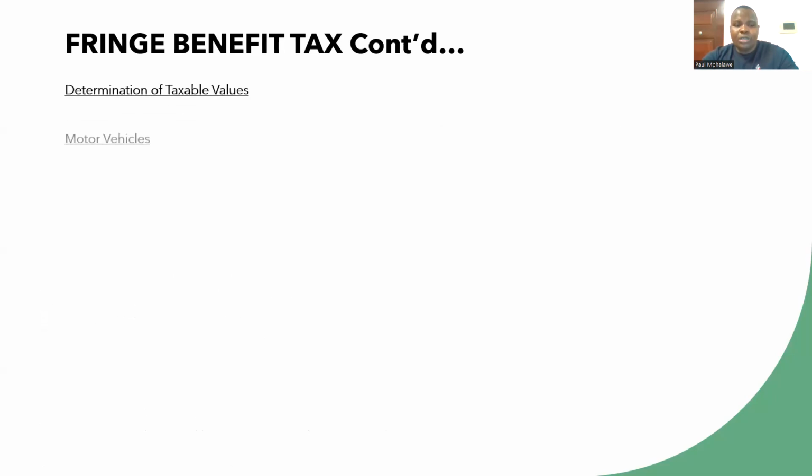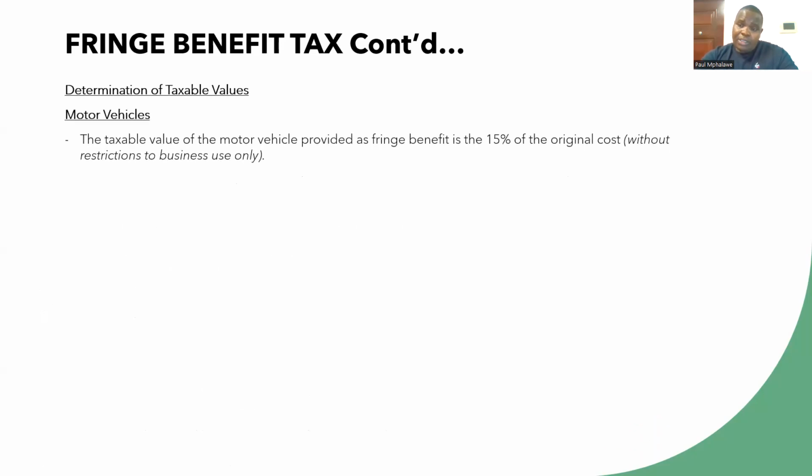Okay, determination to continue. Sometimes an employee may be given a motor vehicle. So what is the taxable value of the motor vehicle? The taxable value of the motor vehicle provided as a fringe benefit is 15% of the original cost without restriction to business use only.